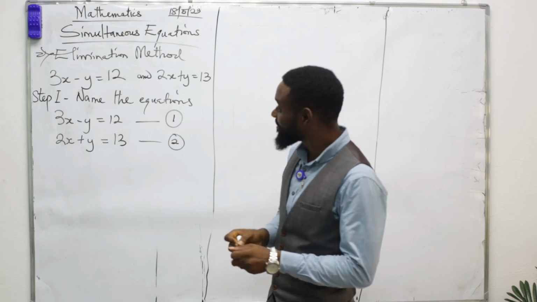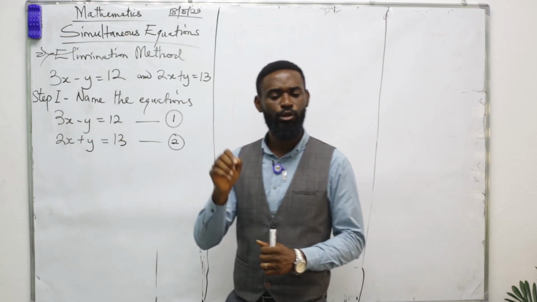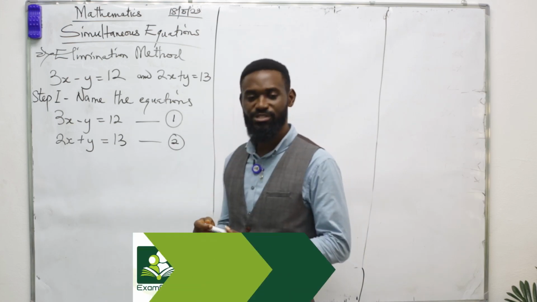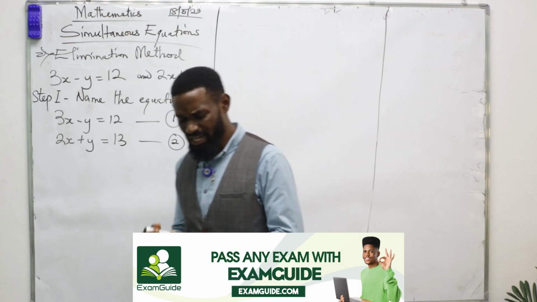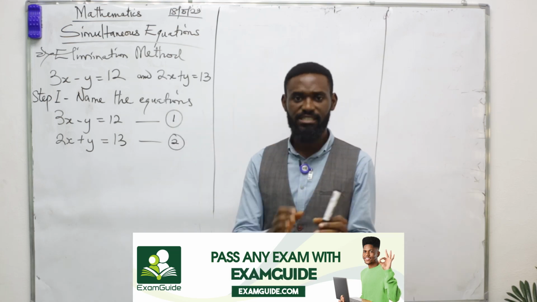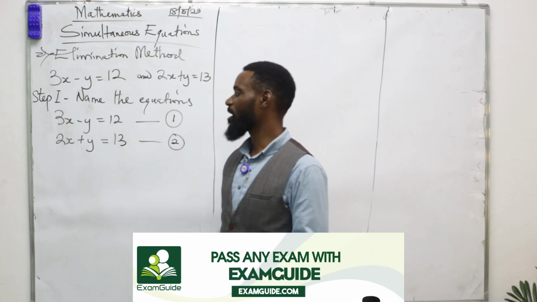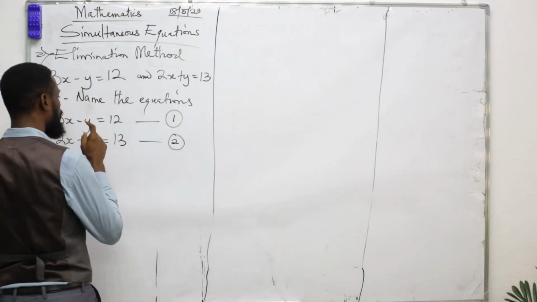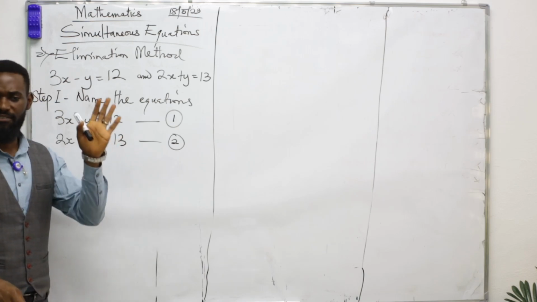Irrespective of whether it is a negative or a positive coefficient, once they have the same number value, the same number figure, we can use the elimination method. That particular variable with the same coefficient is the one we use. So here we have the same coefficient. So what do we do? The variable with the same coefficient here is y, so we will eliminate y first.